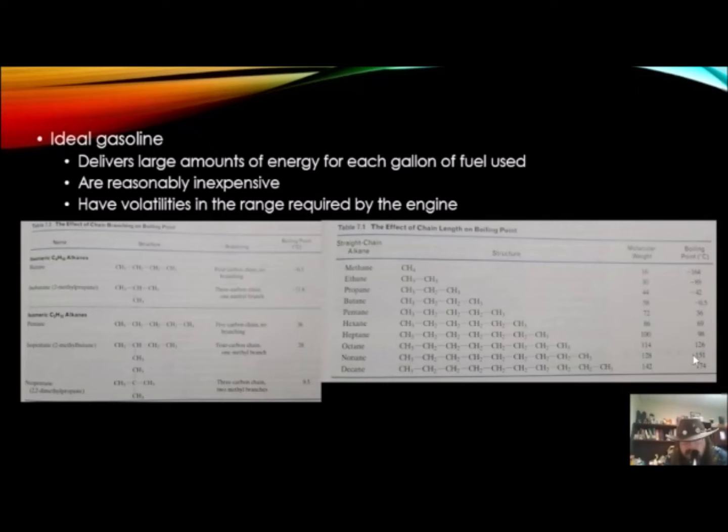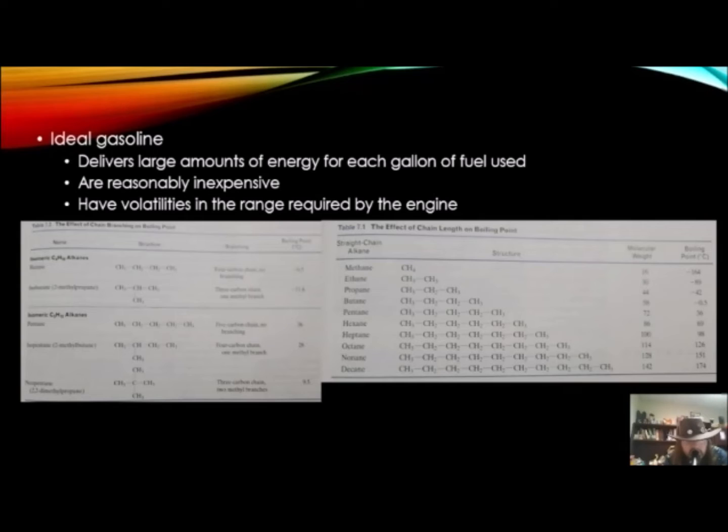So getting longer and longer chain lengths means it's heavier and heavier, and it boils at a higher and higher boiling point. Now, as you make isomers with linear versus branched chains, the branched chains almost always boil at a lower boiling point because of how they fit together. So butane boils at negative 0.5, but isobutane boils at negative 11.6. Pentane boils at 36. Isopentane would be 28, and neopentane would be 9.5.